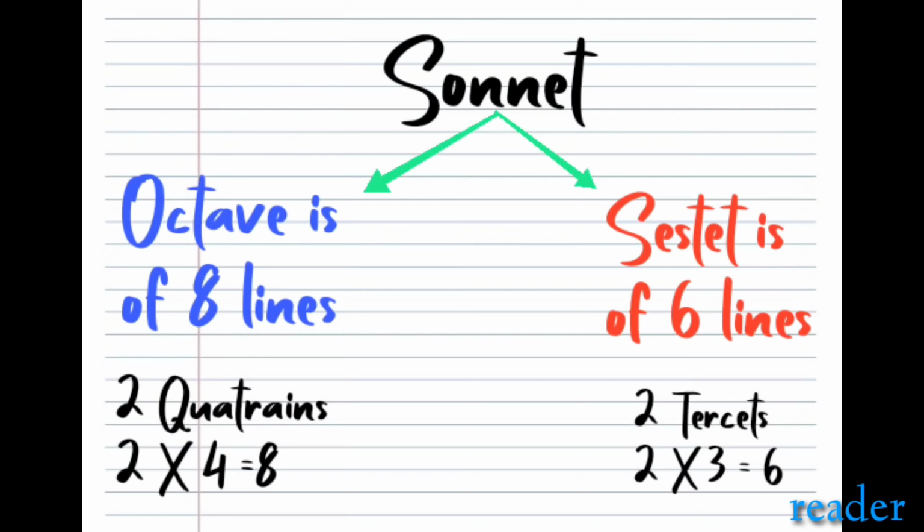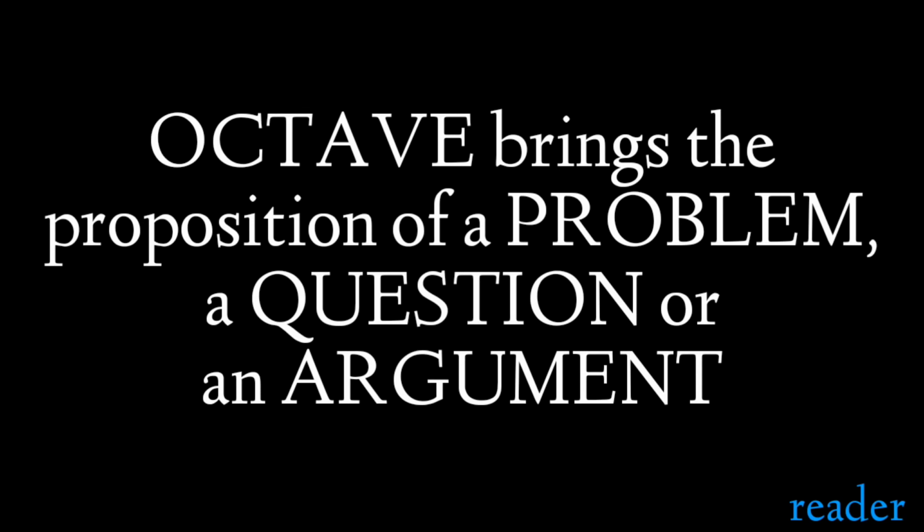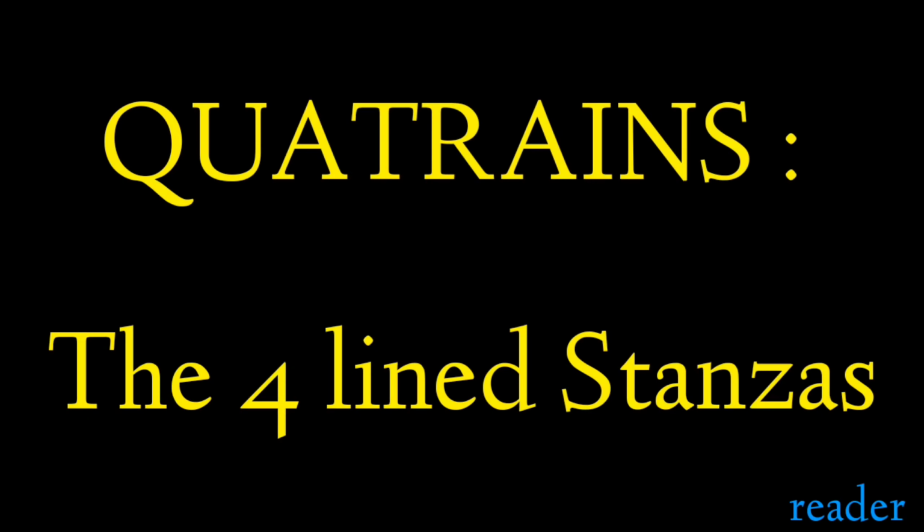The Italian sonnet is parted into two: the initial 8-line octave and the following 6-line sestet. The octave contains 8 lines and the sestet 6 lines. The octave brings a proposition of a problem, a question or an argument, and the octave is written as 2 quatrains.